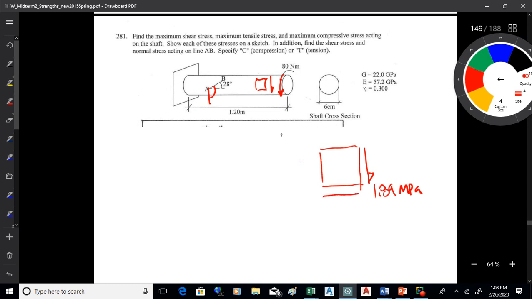Now, the other shear meets in the corner, and then, of course, the other two meet in the opposite corner. So that's what the biaxial element looks like there. And it comes from the direction of the shear on the end of the shaft. So any questions on that?